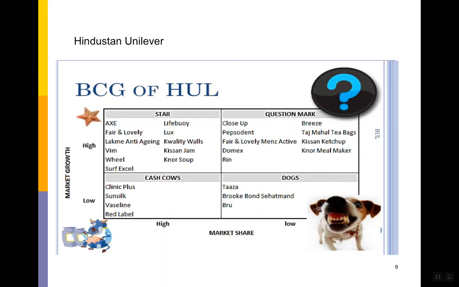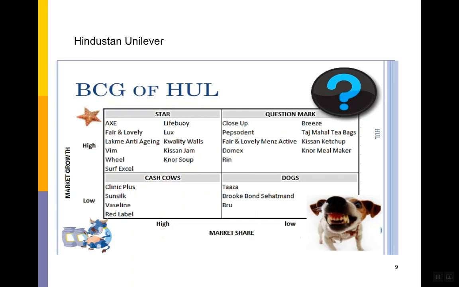And the last one is the dogs. These products you can no longer see in the market scenario as they are in the declining stage. Examples of this are Taza, Brooke Bond, Brew. These are the examples where the market share is low and also the growth rate is low, as they are in the declining stage, and the company has to take the decision to remove the product from the product line. So these are all the examples where you can get more understanding of how the matrix works for your company.